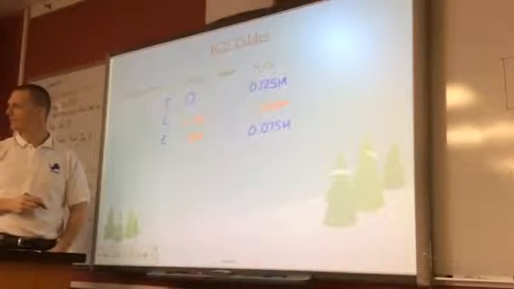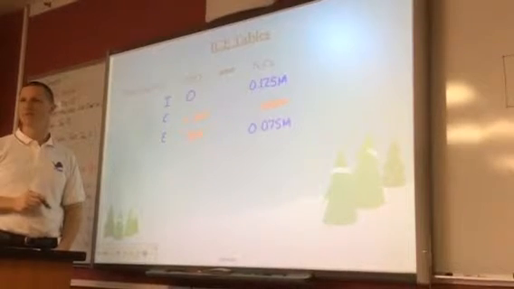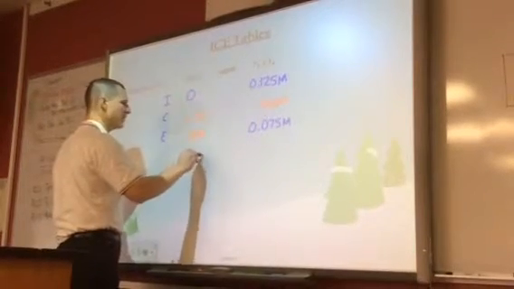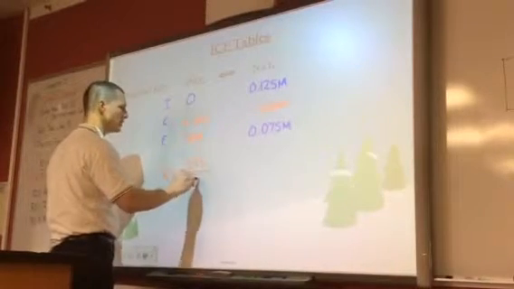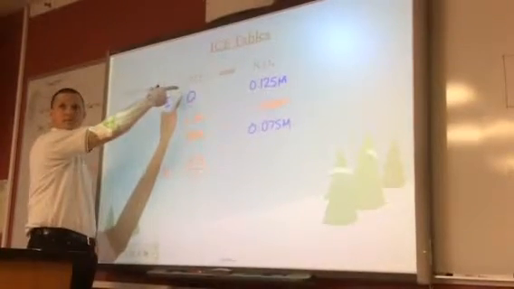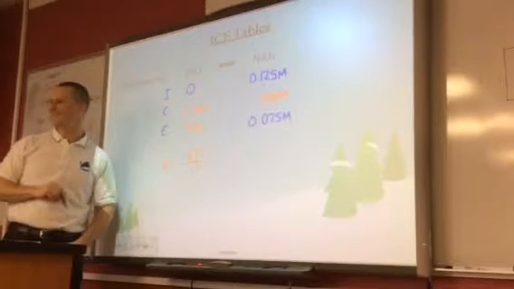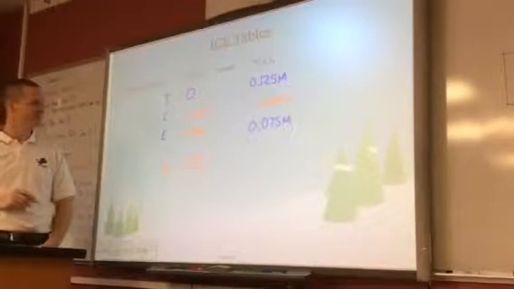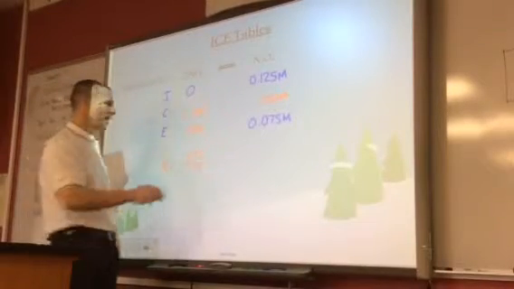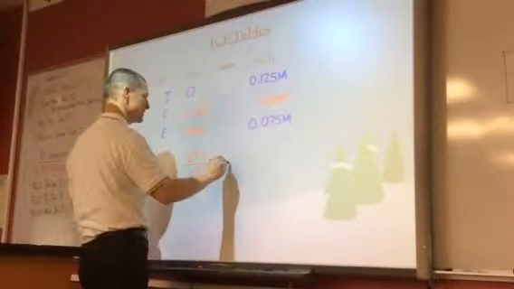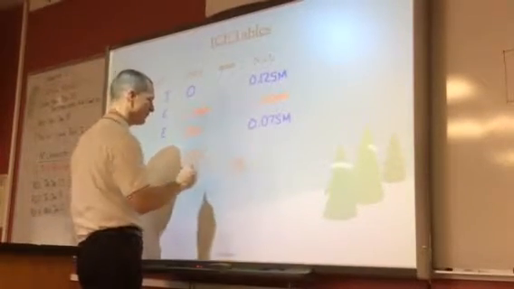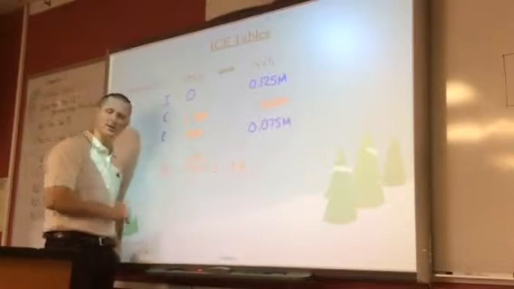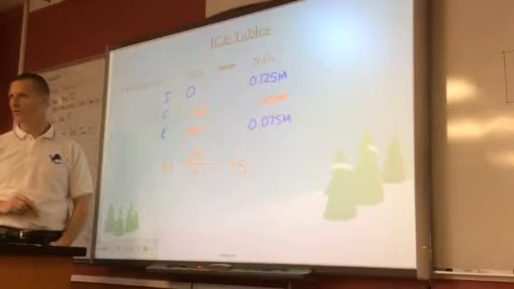The question is, what is K? Well, we got this. K equals 0.075 over 0.1 squared. Don't forget to square it. Concentration to the power of the coefficient. I believe K is going to be 7.5. 0.1 squared is 0.01. Divided into 0.075 gives us 7.5.